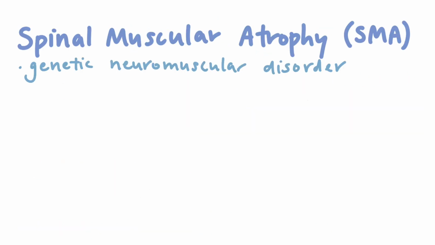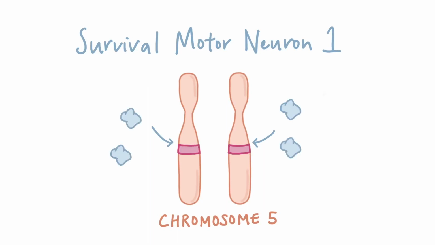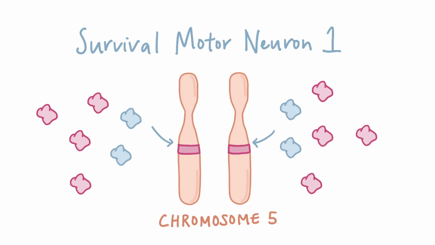So what causes SMA? Because SMA is a genetic disorder, we can find the answer on chromosome 5's survival motor neuron 1 gene. A loss or mutation of homologous copies of the SMN gene causes SMA. This mutation interferes with the production of functional SMN protein, making non-functional or no protein instead.